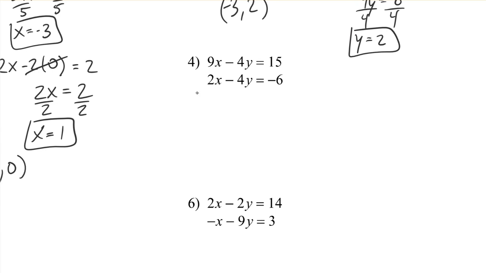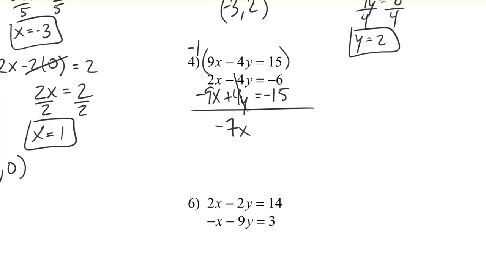Problem 4, similar. If we multiply by negative 1 here, I'll write it down below. We get negative 9x plus 4y equals negative 15. When we add, 2x and negative 9x make negative 7x, our y's cancel, and negative 6 and negative 15 make negative 21. Divide by negative 7, and we get x equals 3.